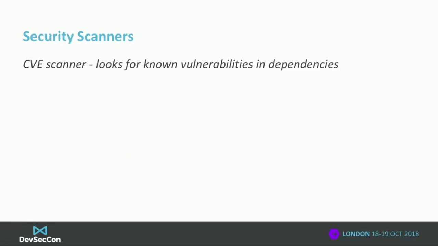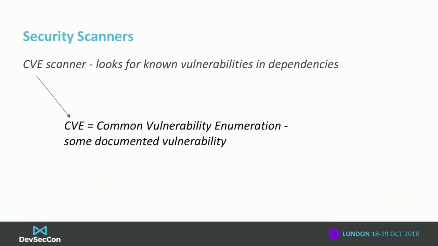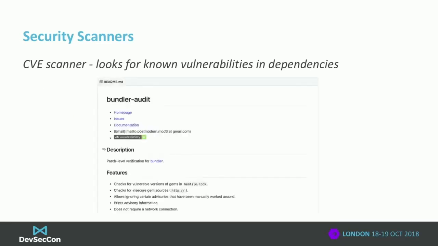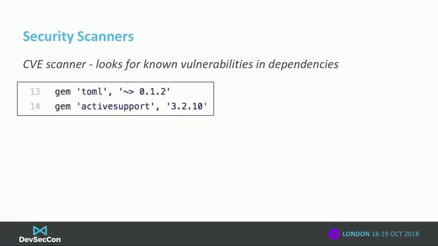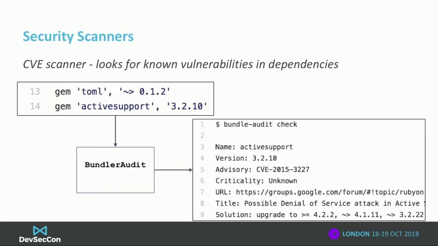We've talked a lot about CVE scanners. Another example would be, again, just in case you don't know what it is, some documented vulnerability. So a CVE scanner looks at your dependencies. Bundler audit is the way to do this with Ruby gems, which are the libraries in Ruby. So let's say we're including in our project active support 3.2.10. Bundler audit will look at this and find out, hey, there's this known vulnerability, it came out in 2015. You should upgrade this. And again, you have that feedback loop.